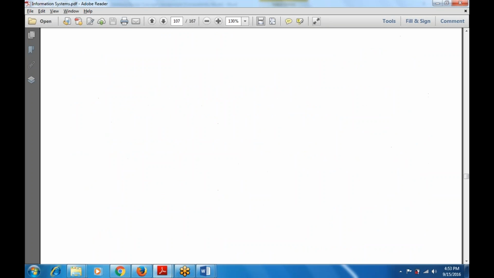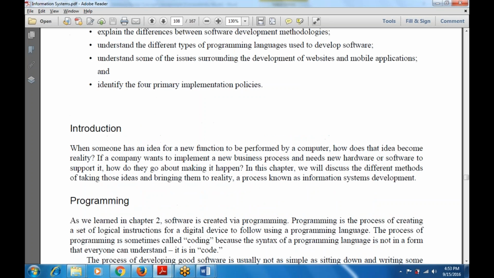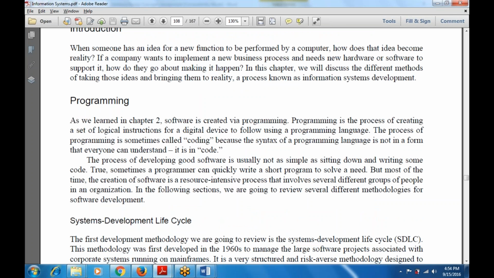Now come to the next chapter, chapter number 10, information system development. That is how to develop the system, or what are the various stages used with information system development. So the first part is programming. What are the various programming concepts? What are the various stages that we have already discussed within this chapter, that is programming.